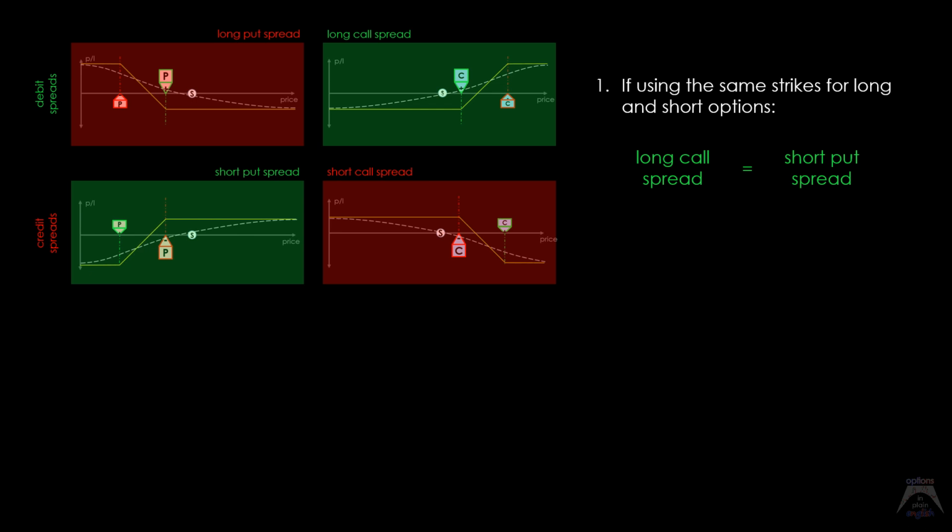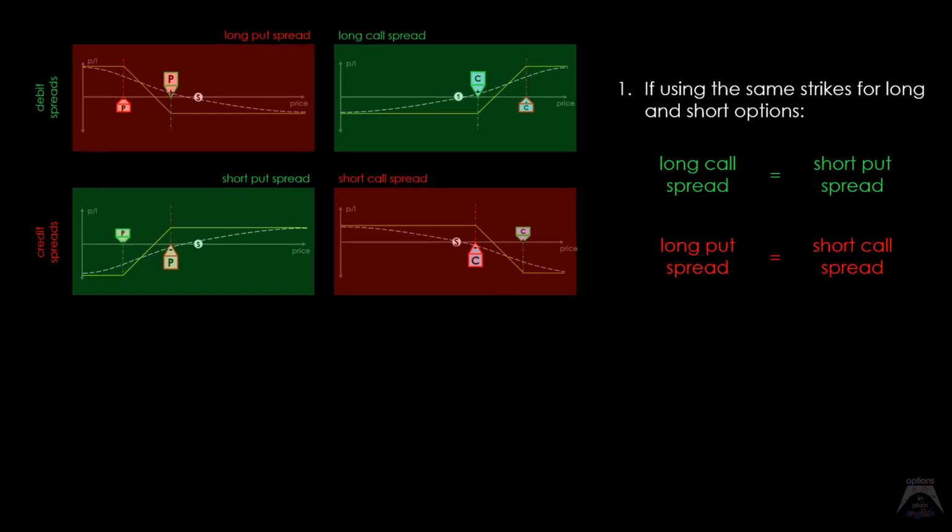What are the main takeaways from what we've seen today? Today we've analyzed the main 4 types of vertical spreads, and we've seen how, if using the same strikes for long and short options, a long call spread is synthetically equivalent to a short put spread, and a long put spread is synthetically equivalent to a short call spread. You can see here how versatile vertical spreads are. You can create bullish and bearish strategies with either calls or puts, and also with either debit or credit spreads, which gives you, as an options trader, a great deal of flexibility when trading them in the market.